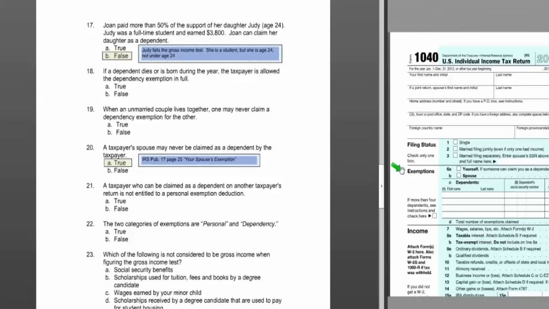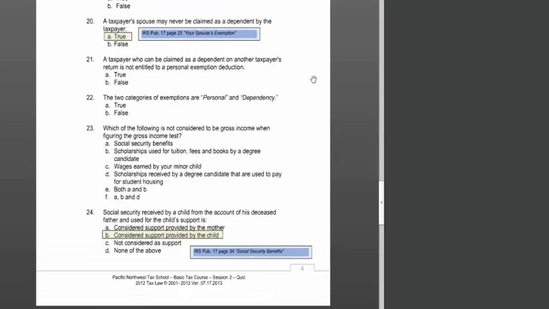In Form 1040, you have a spot to claim an exemption for yourself and your spouse, and then you have this area down here where you claim dependents. So you never claim your spouse in the dependent area. You put their name up here on the top of the return and then mark the exemption for them here on line 6B.